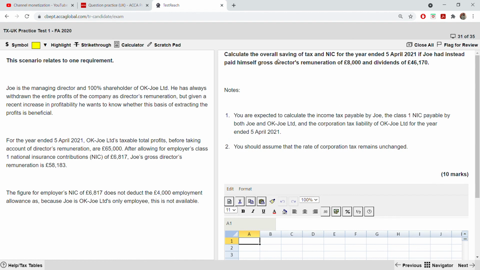Calculate the overall saving of tax and NIC for the year ended if Joe had instead paid himself gross, director's remuneration, and dividends. A lot of things are there to do in section C, which makes section C the hardest section. Out of all the sections, section C is the hardest in any paper. That's why I separated it from the other two sections, because I need to pay more attention in section C, and it takes a long time because discussions are required. A lot of discussion needs to be done.